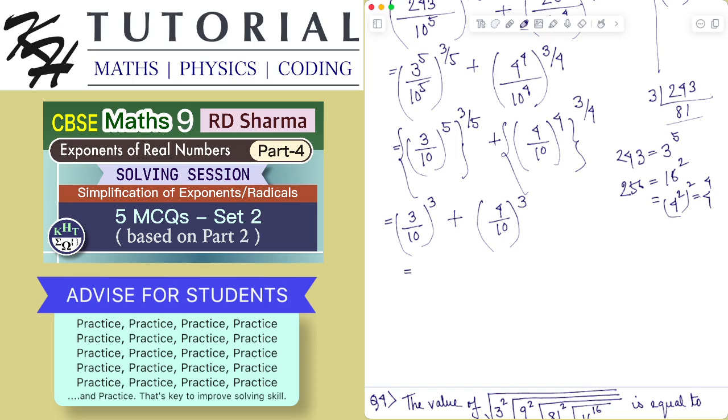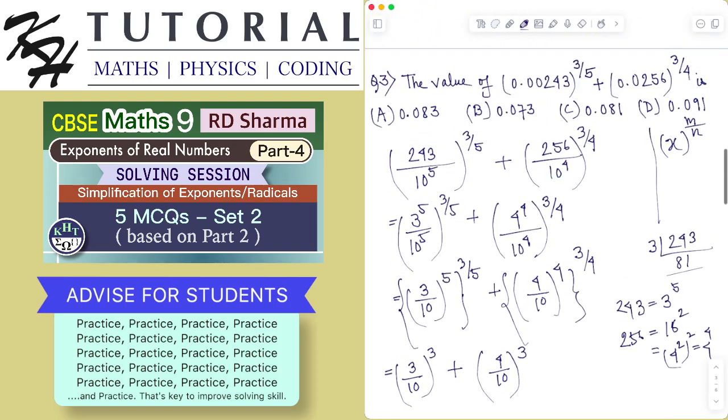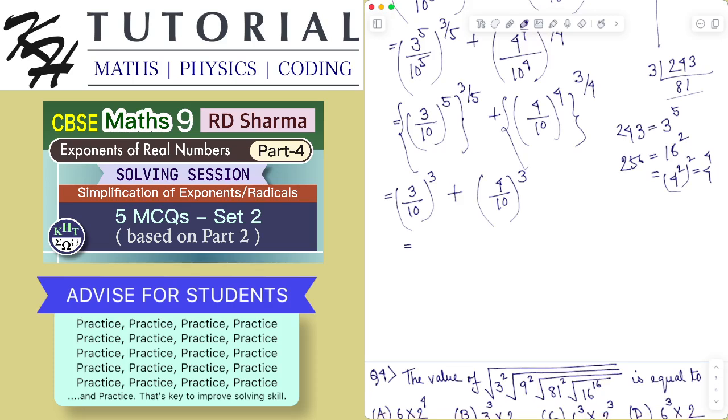So this is now (3/10) whole cube. As you can see, all the options are given in the decimal form. So eventually I have to convert these two terms into the rational form, and then from rational to decimal form. So this will be 3 to the power 3 divided by 10 to the power 3, plus 4 to the power 3 divided by 10 to the power 3. So this becomes 3 to the power 3 is 27, over 1000, plus 4 cube is 64 and 10 cube is 1000.